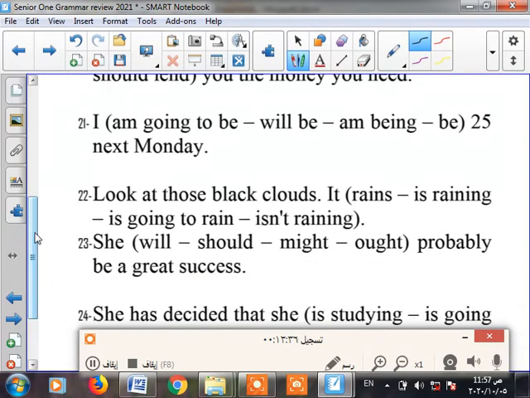Number 21. I am going to be, will be, I am being, or I be 25 next Monday. It's a future fact. Okay, whenever you find a future fact, you have to use the word will. So I will be 25 next Monday. My grandfather will be 60 next year, and so on.